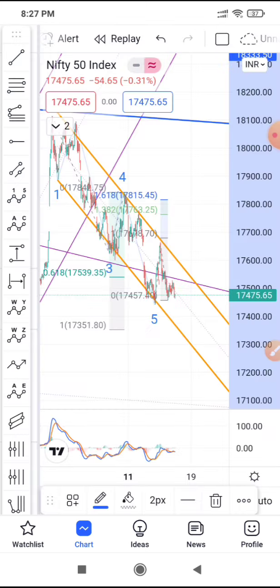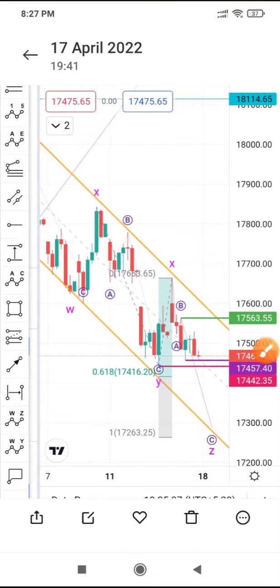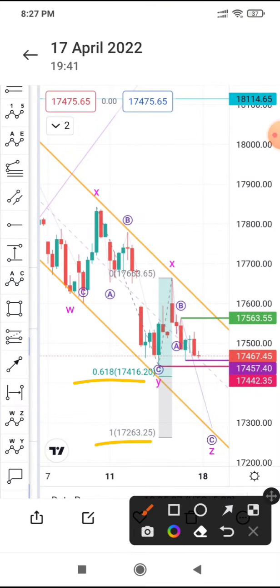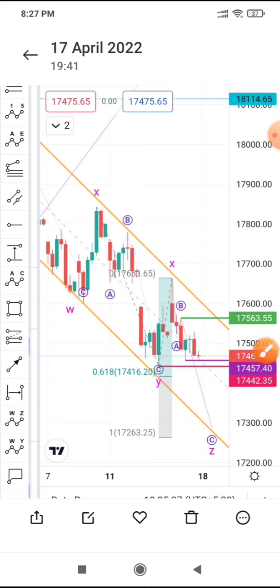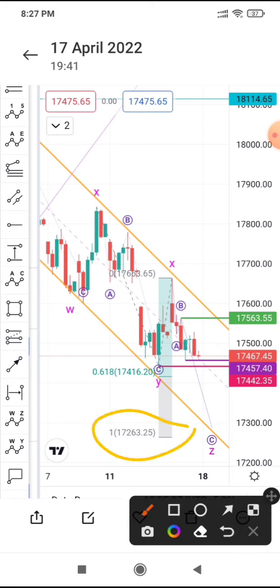But as I said, I'm more inclined towards WXYZ and a move towards 17,250 or 17,300 levels. So don't assume that it will stop here or pull back from here. These are the levels which have a good probability, but it's not exactly there that it will stop.